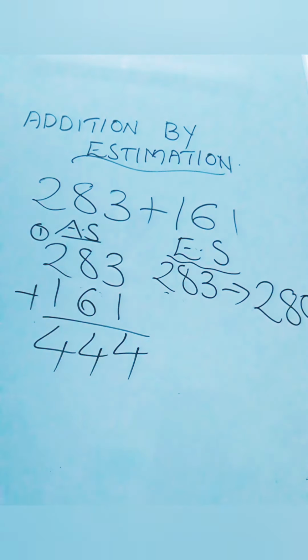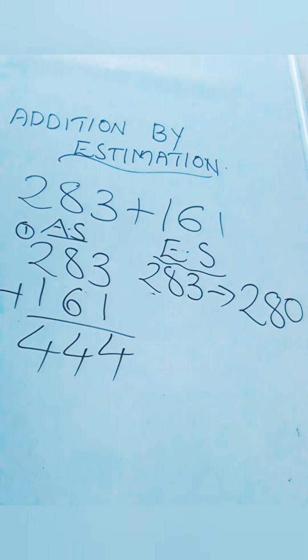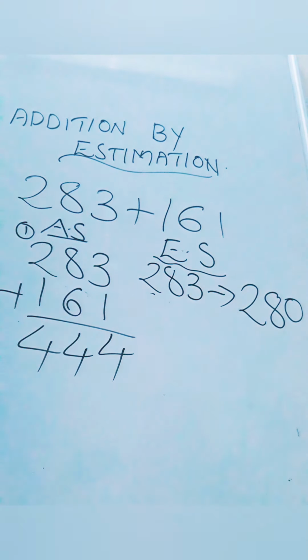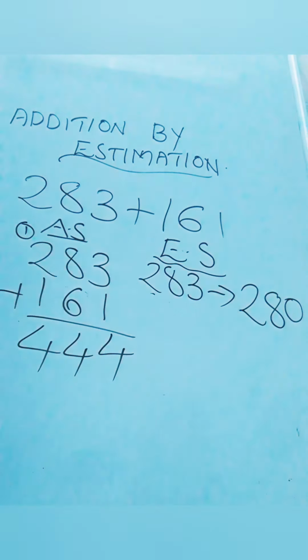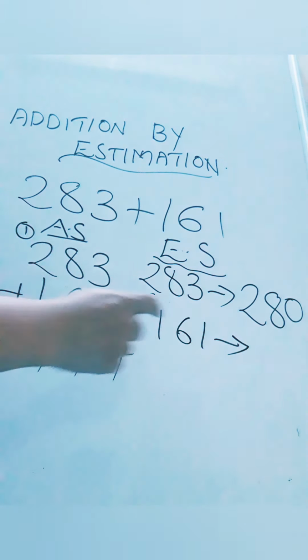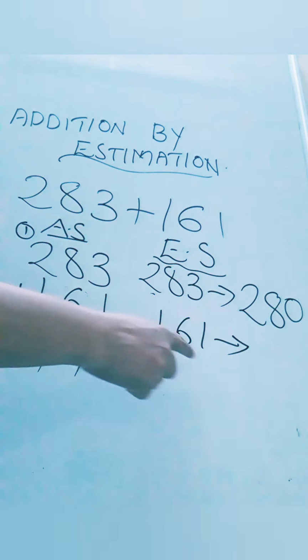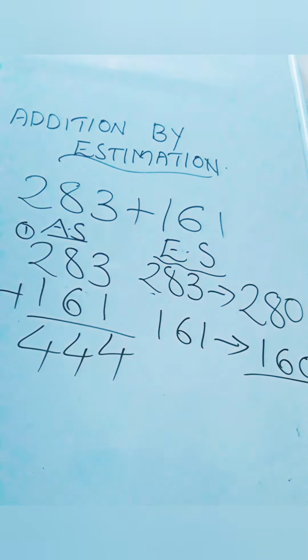I mean 283 is lying between 280 and 290. So only I said you have to understand rounding off very well. Rounding off to the nearest tens you should understand first, then only you can do this. 83 is between 80 and 90 and 83 is very near to 80. Now 161, the same way. 161 is lying between 160 and 170. 61 is very near to 60. So 161 will be 160 after rounding.